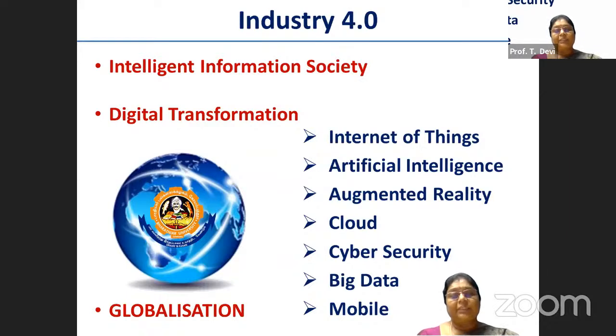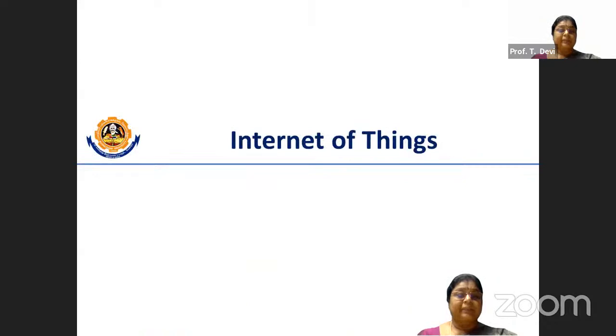Now, computer science people will be very well aware of artificial intelligence and big data. And electronics and electrical people will be aware of Internet of Things. But we will see a bit of introduction on each one of these. The first one, Internet of Things.